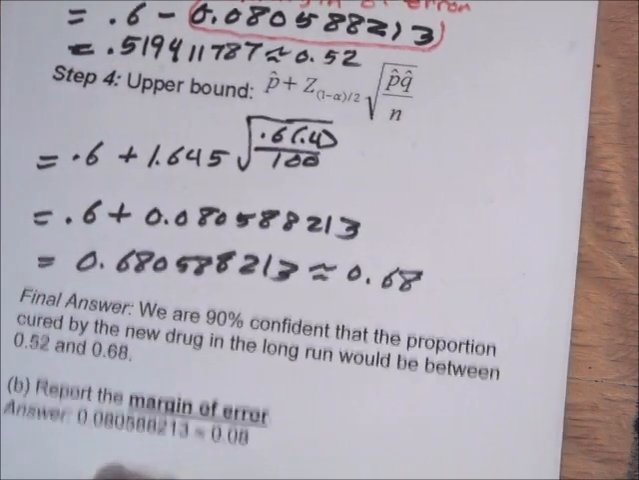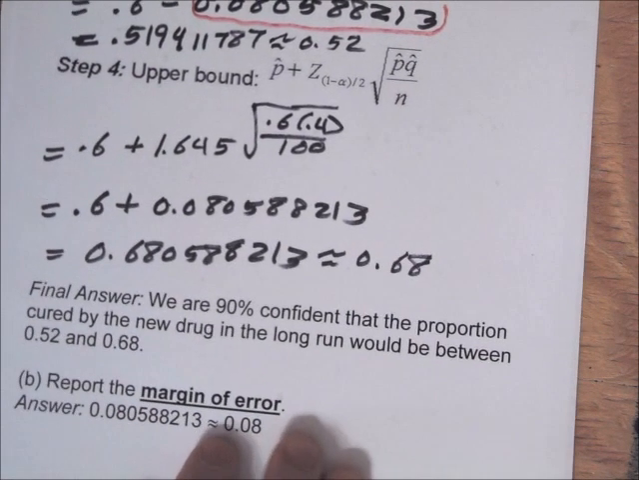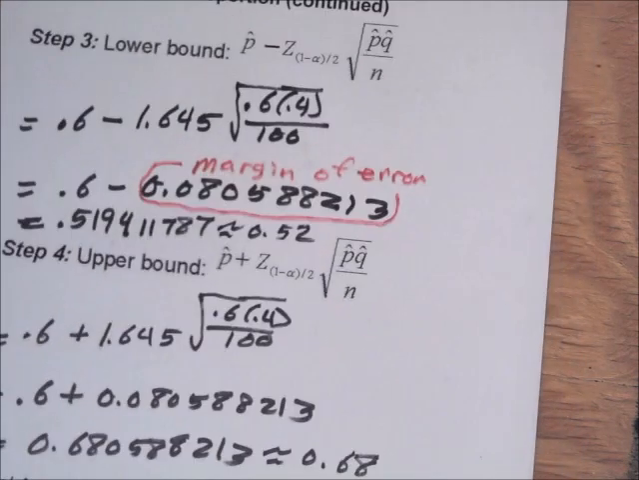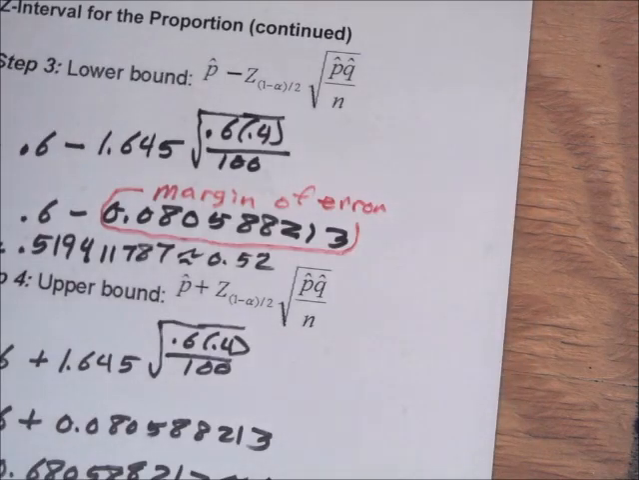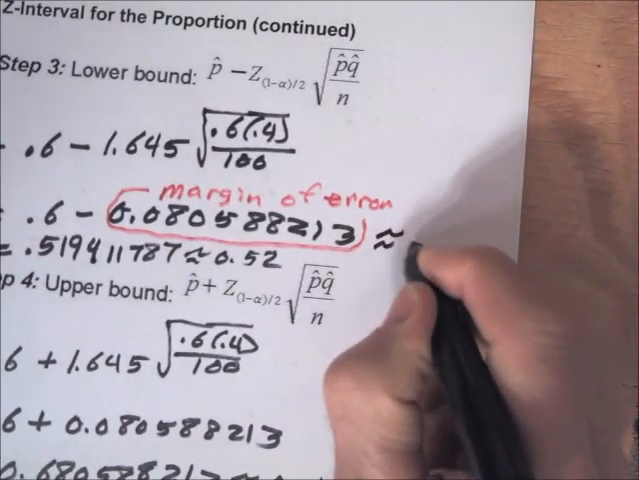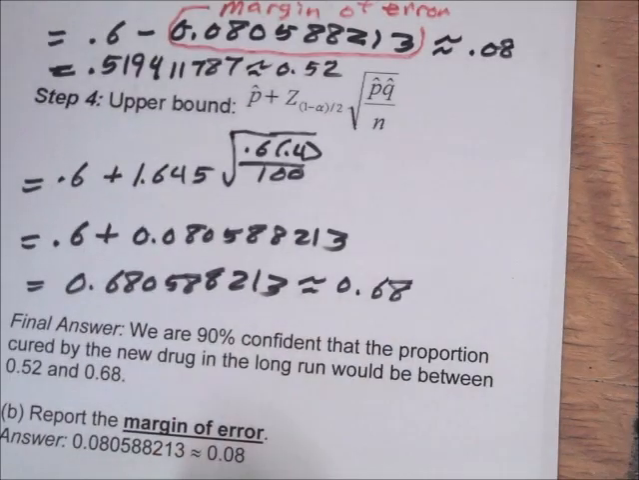And the margin of error, we report that separately. Sometimes they ask for that separately. It's approximately 0.08. That's how much we can expect to be off by.